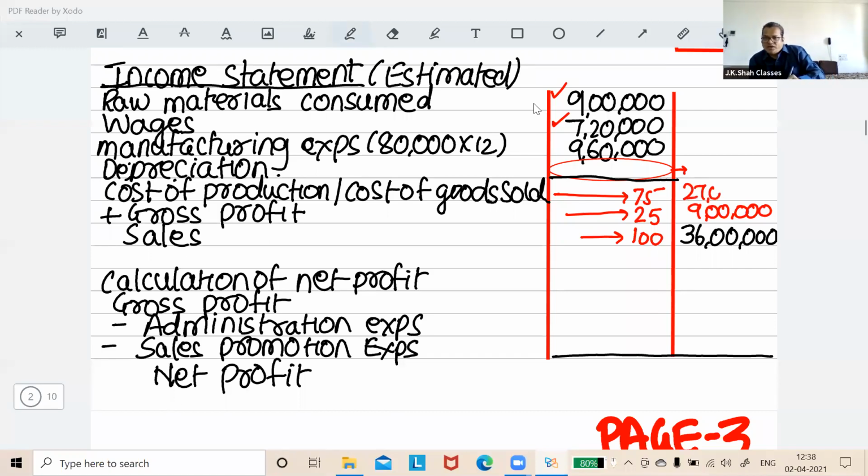Okay. Now, guys, this cost of 27 lakh is the total of all these four. Take a total of these three and check whether it is 27 lakh. If not, the difference would be depreciation. So what is the total of these three? 9 lakh plus 720 plus 960. The total comes to 2580. I hope you can see my calculator. Correct? But our cost of goods sold is 27 lakh.